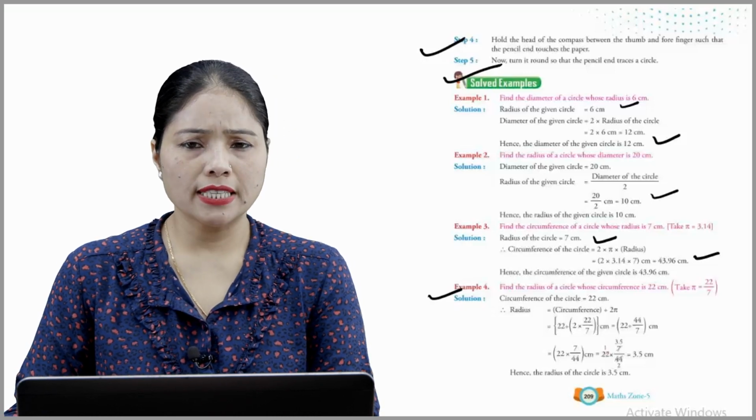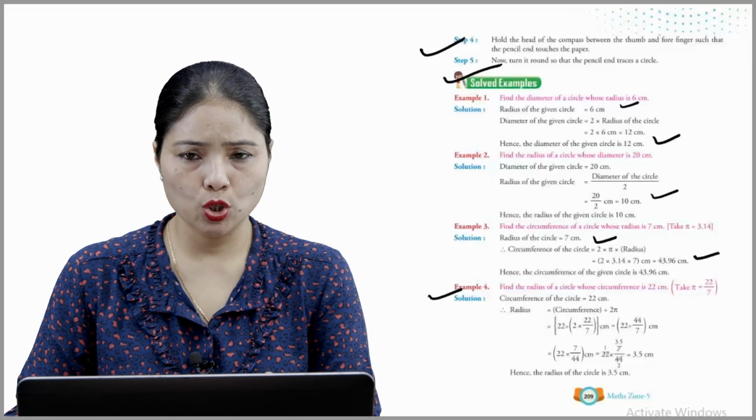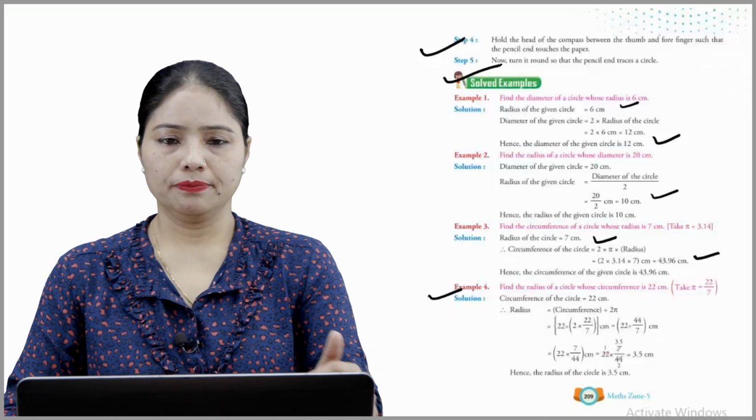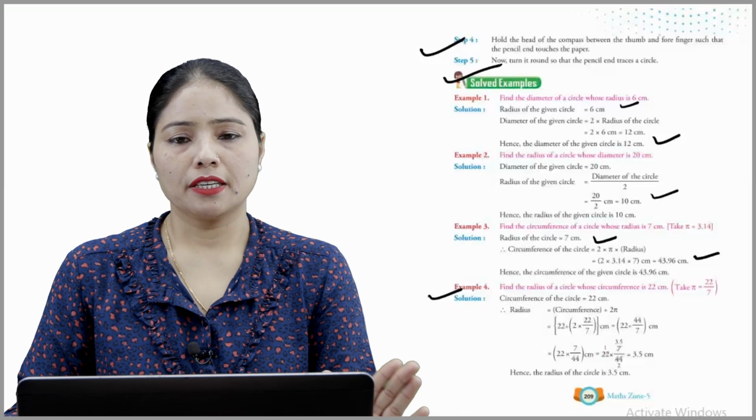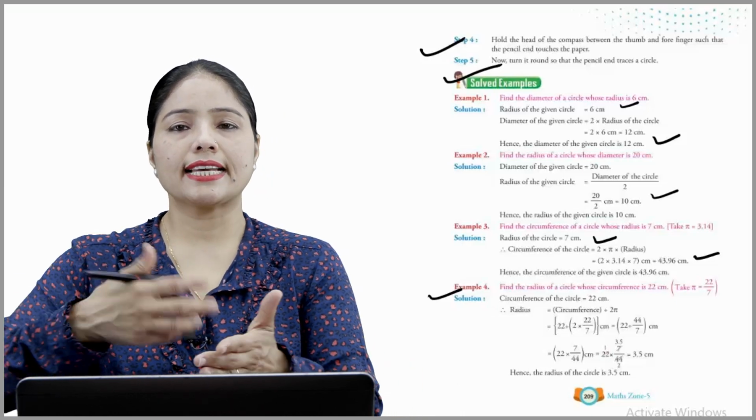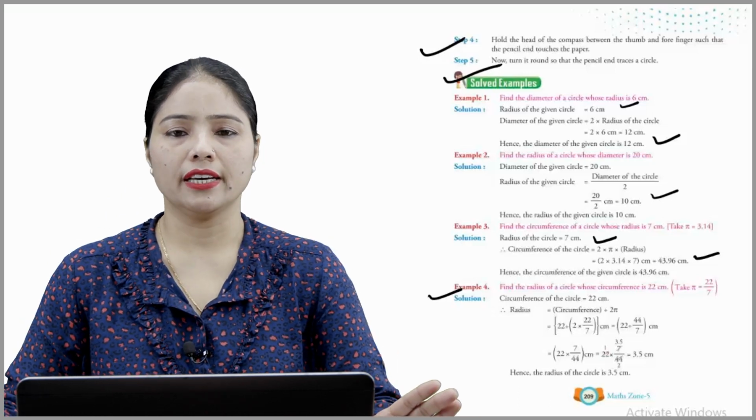Okay. Now example number 4 beta. Find the radius of a circle whose circumference is 22 centimeter. Take pi की value 22 by 7. Solution. Circumference of the circle हमें given है 22 centimeter. Okay. एक circle का पूरा circumference is given here.